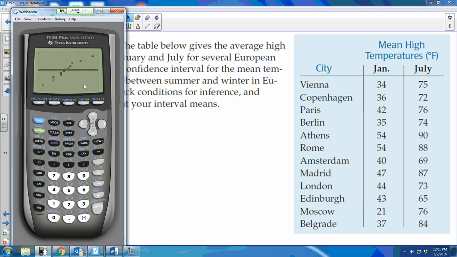So looking at a normal probability plot of the data, it's reasonably straight. So it's either roughly unimodal and symmetric, or you can say that it's approximately normal. So have my conditions been met? Yes. So because the conditions have been met, I can construct a paired t-interval.